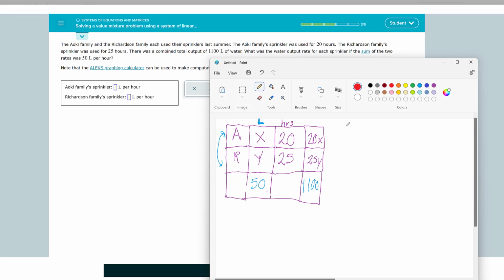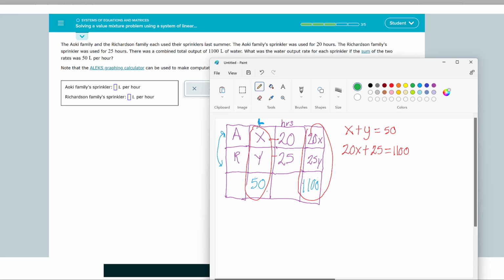It's going to look like X plus Y equals 50, and we'll combine these together, remember, 20X plus 25Y equals 1,100. So all I did was turn this into two linear equations. That's it, easy peasy.